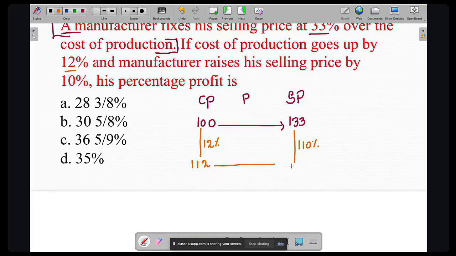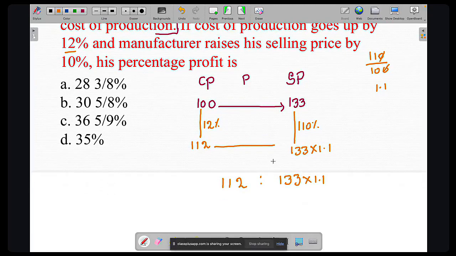110% of this number, I don't want to calculate. 133 into 1.1. 110 percentage means the 0 gets cancelled, 1.1. So cost price is 112, selling price is 133 into 1.1, because it is not easy to take. I may get a decimal number, so I'm writing like this.